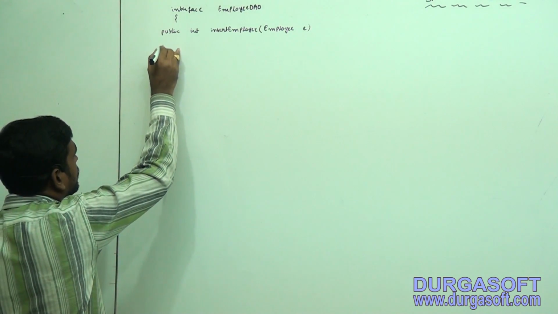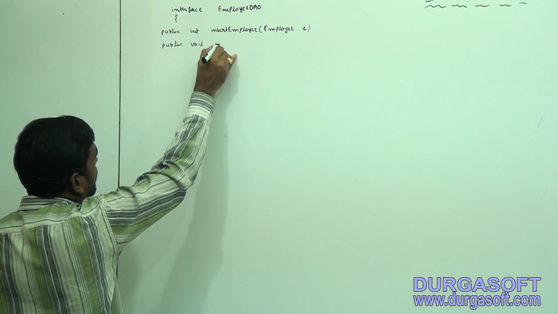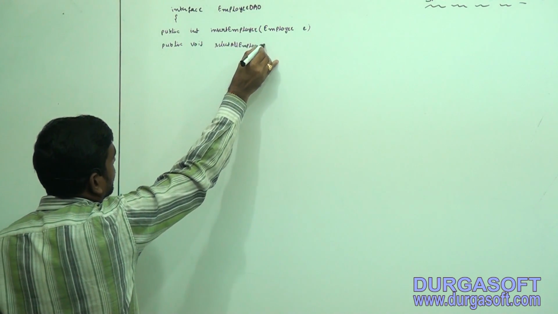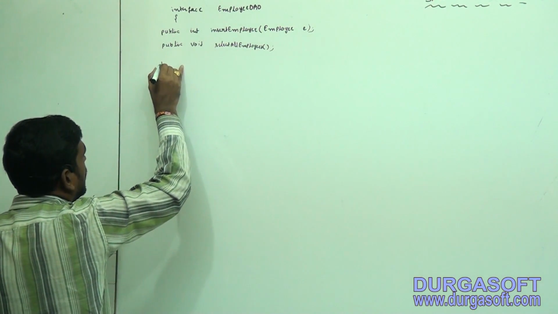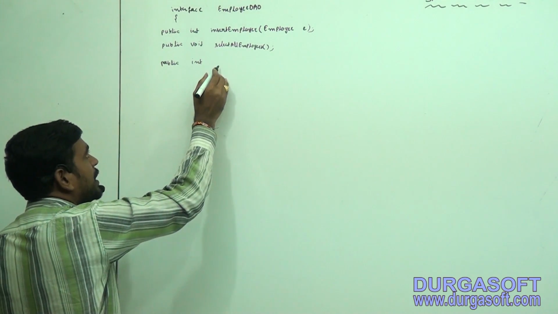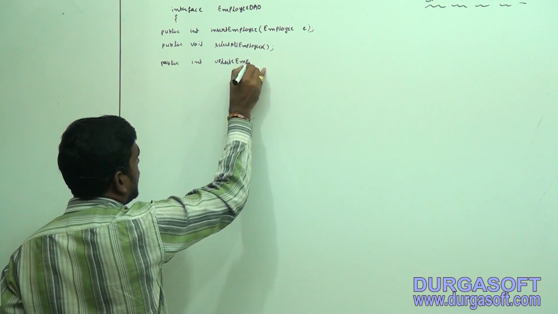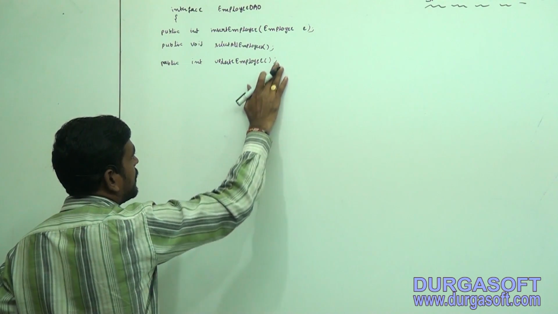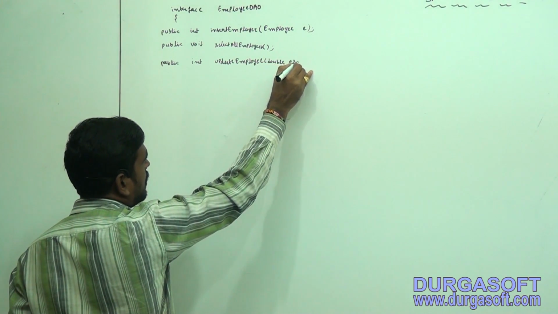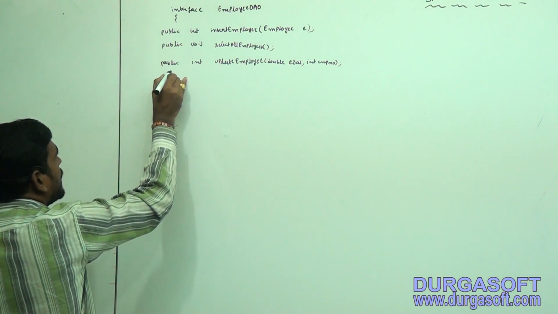Then next, public void selectAllEmployees. The next public int updateEmployee. In the same way, if you want to delete also, we can take deleteEmployee. Now here double esal and int empNumber, then close the EmployeeDAO.